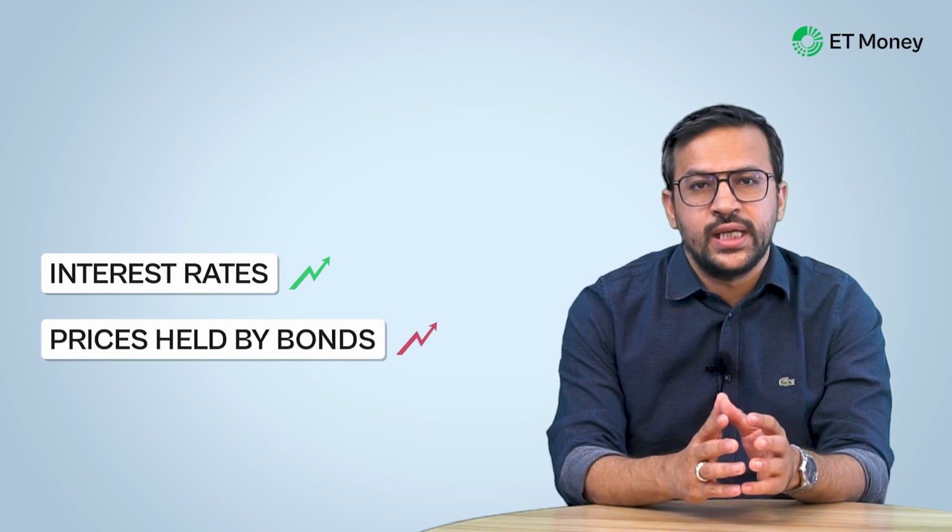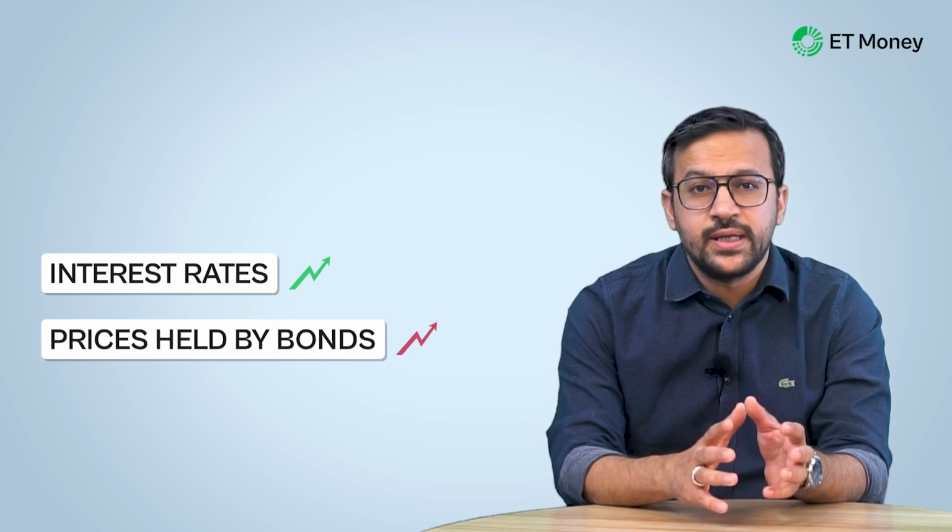So when interest rates go up, the prices of bonds held by these funds go down. So these funds start giving negative returns. But the reverse is also true. These funds have also delivered double-digit returns when interest rates fall. Looking at the data will help you understand what we are saying.